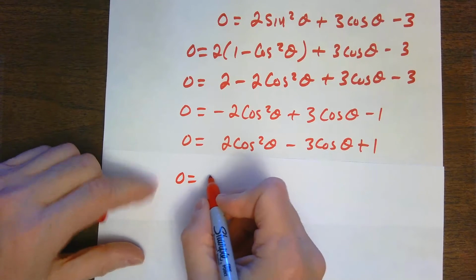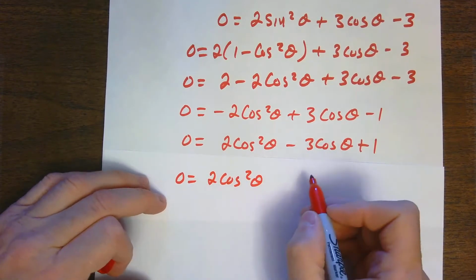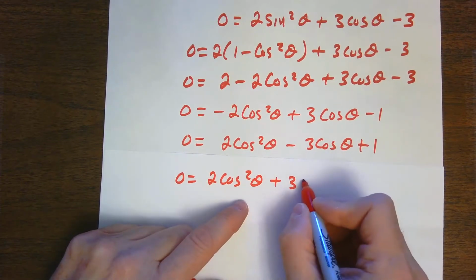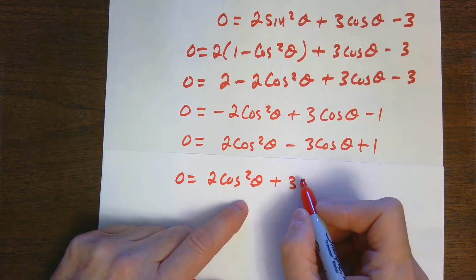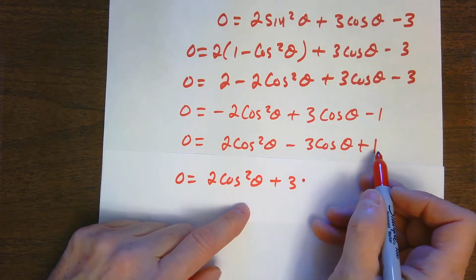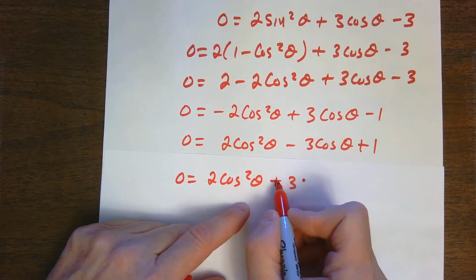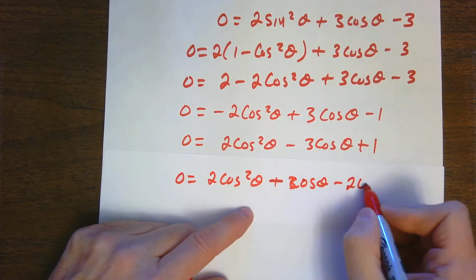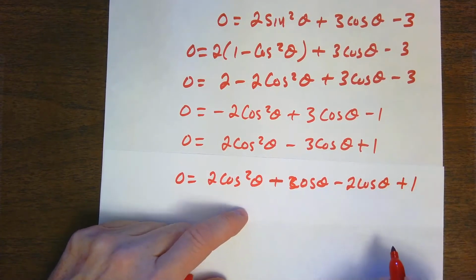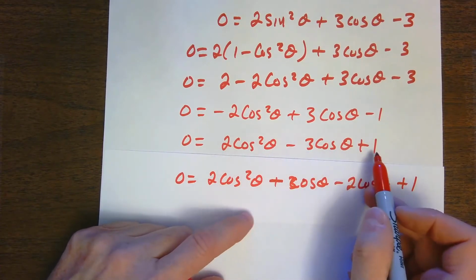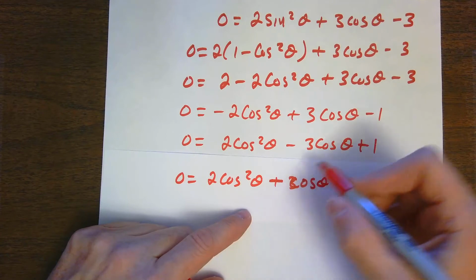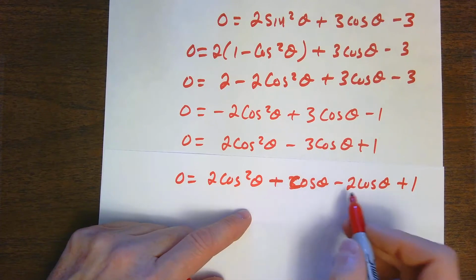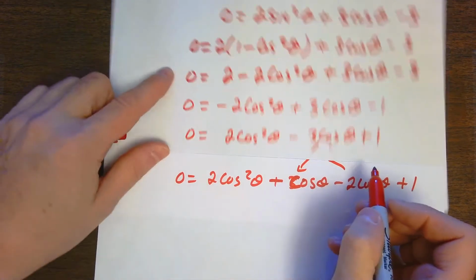So I'm going to get 0 equals 2 cosine squared theta. And let's see, 2 times 1 is 2. I want a positive 2, so plus 3, I want two things that multiply together to give me a positive 2 and add up to give me negative 3. So minus cosine theta minus 2 cosine theta plus 1. Let's see, will that work? 2 times 1 is 2. Negative 2, negative 1. That should just be negative 1 cosine. Negative 1 and negative 2 give me negative 3. I'm splitting the middle term here.